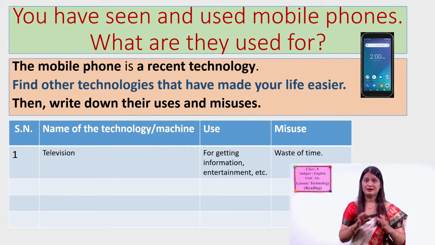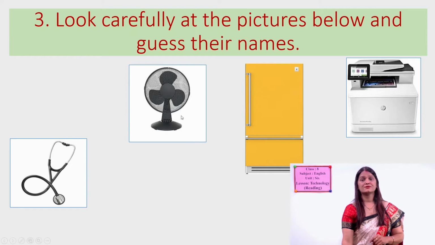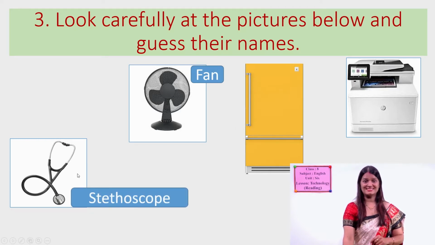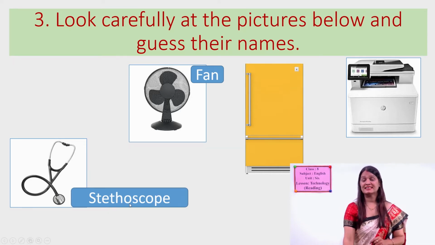Okay, I hope you have completed the work. Now, let's look at something else. Look carefully at the pictures below and guess their names. Okay, you have seen these things, yeah, and you have also used these things. So what are they? Just like this one, this is a fan. Okay, this is a fan. And this one, what is this? Yes, this is a stethoscope. Can you tell once? S-T-E-T-H-O-S-C-O-P-E, stethoscope.